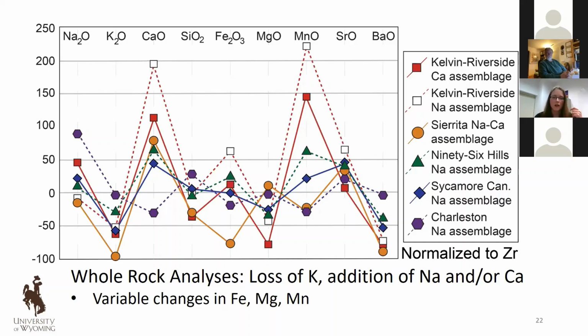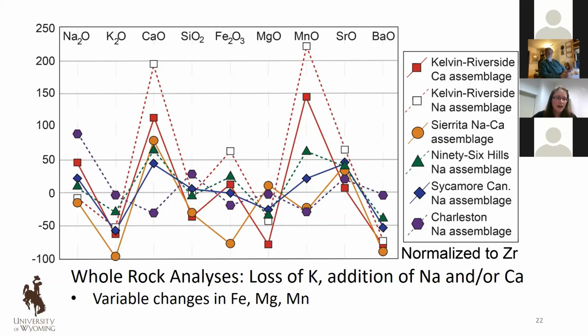We used Grant's isocon method to try to pick out an apparently fluid-immobile element to normalize to, to actually say, did we add or remove elements to this rock, or did we just change the minerals around? What we found was that for all of these different forms of sodic-calcic alteration, we truly do have an addition of sodium and/or calcium, and typically a paired loss of potassium. Something to keep in mind that I thought was really cool is that the changes in iron, magnesium, and manganese are all over the place.